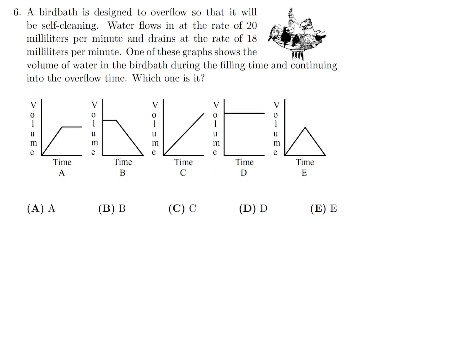A bird bath is designed to overflow so that it will be self-cleaning. Water flows in at a rate of 20 milliliters per minute and drains at a rate of 18 milliliters per minute. One of these graphs shows the volume of water in the bird bath during the filling time and continuing into the overflow time. Which one is it?